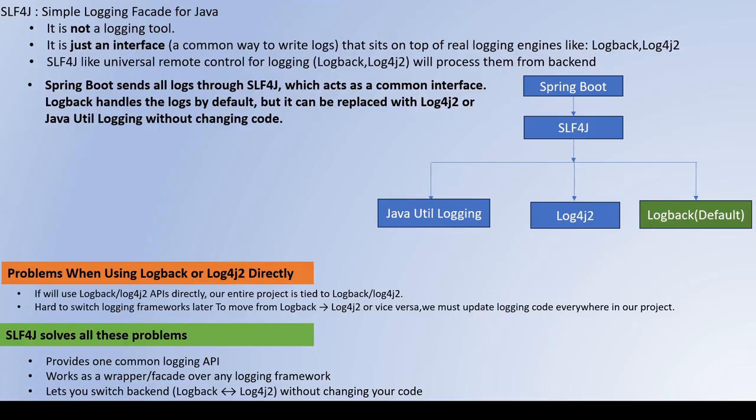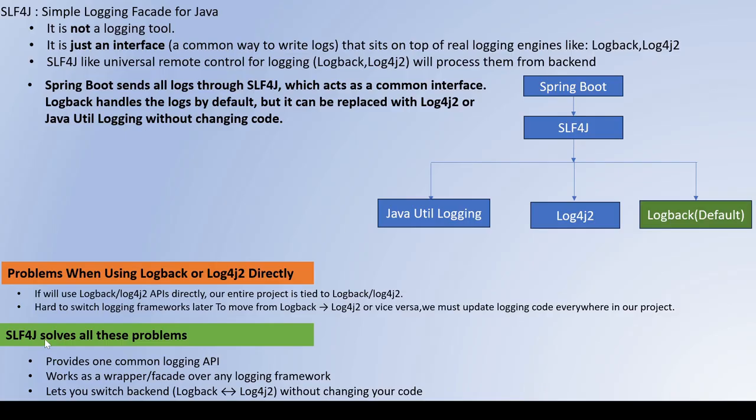Switching to another logging framework later becomes a bit difficult. For example, I can use log4j2, and in future I have some requirement to move to logback, or I am using logback and I have to move to log4j2. That time it will be very difficult. Every piece of logging, I have to go ahead and change the code, right?